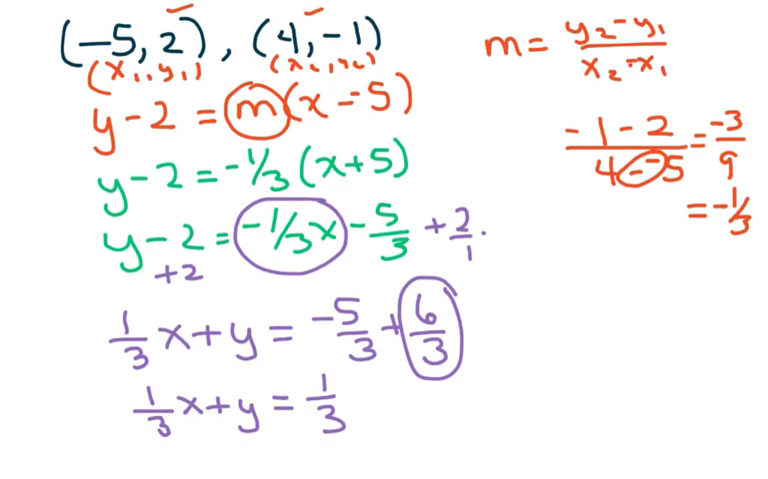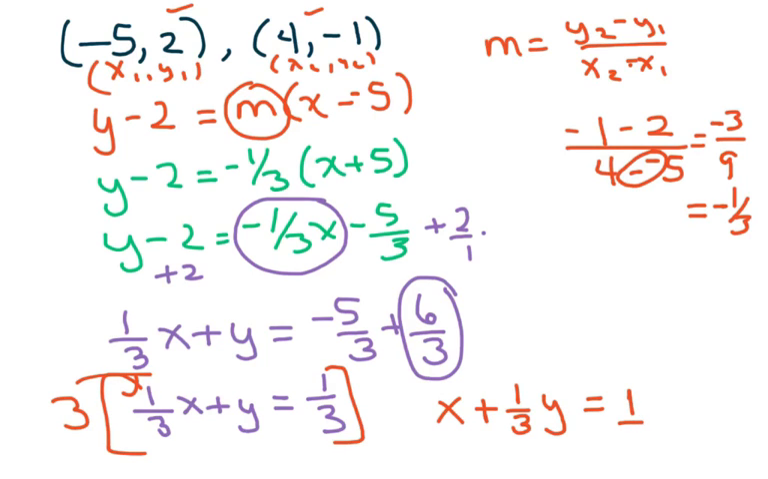Now I can't have a fraction, so I'm just going to simply multiply everything through by 3. So that cancels this 1/3 for the x. So multiply that by 3, and I just get x plus 1/3 y, and that's fine to have a fraction there, equals 1. Because when you multiply 3 times 1/3, that equals 1. Okay? Now let's do another one.